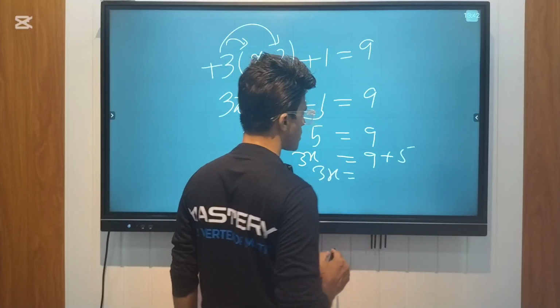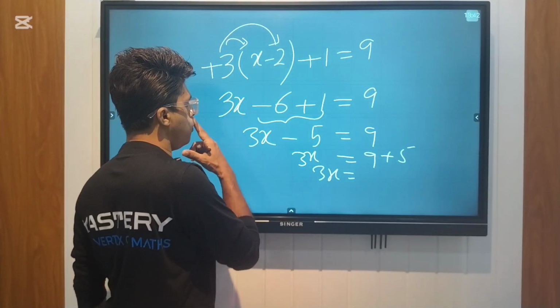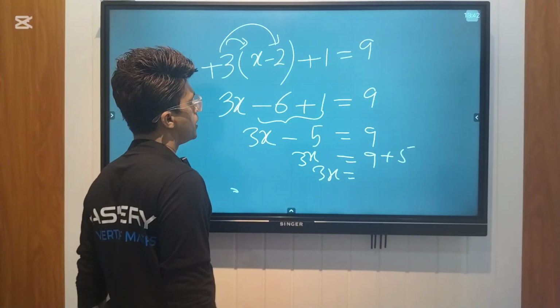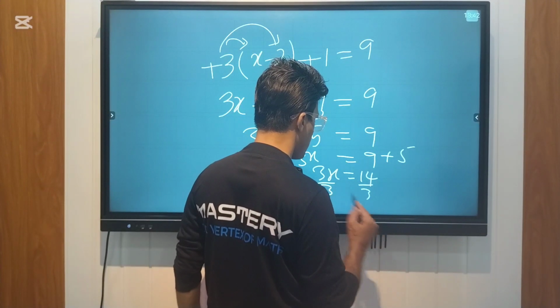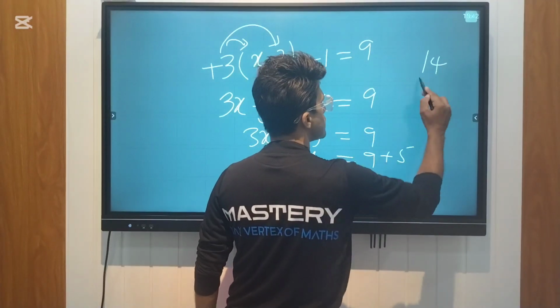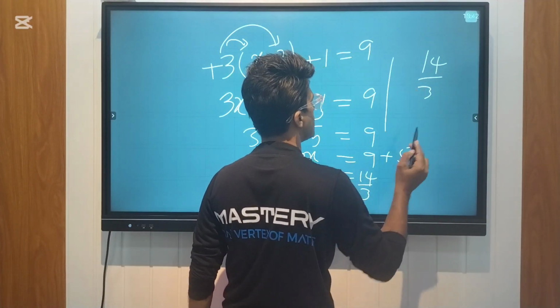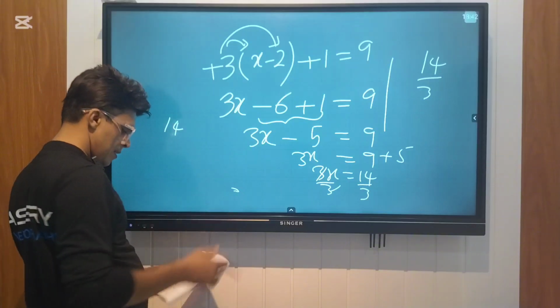So 9 plus 5 is 14. So really both sides can be divided by 3. So 14 over 3 can be kept as a mixed number. So 14 divided by 3.